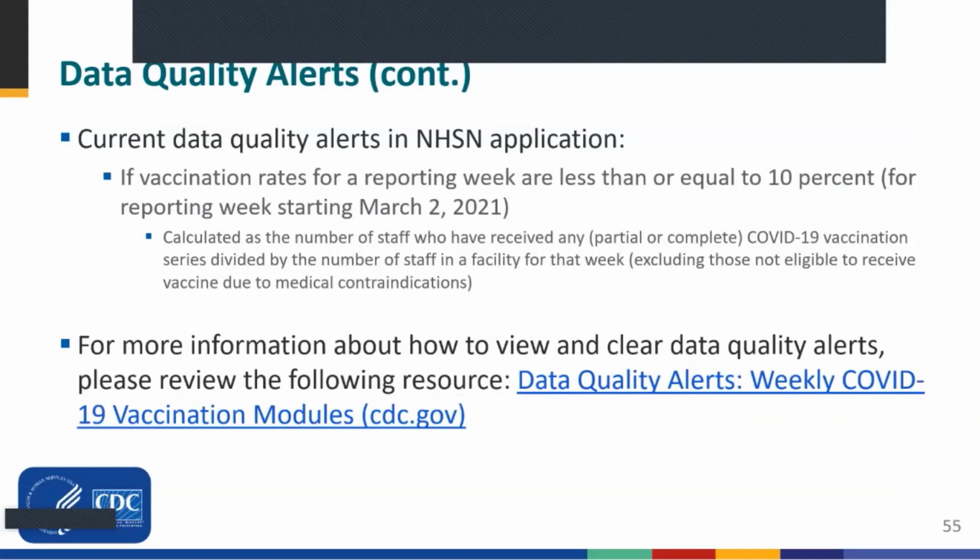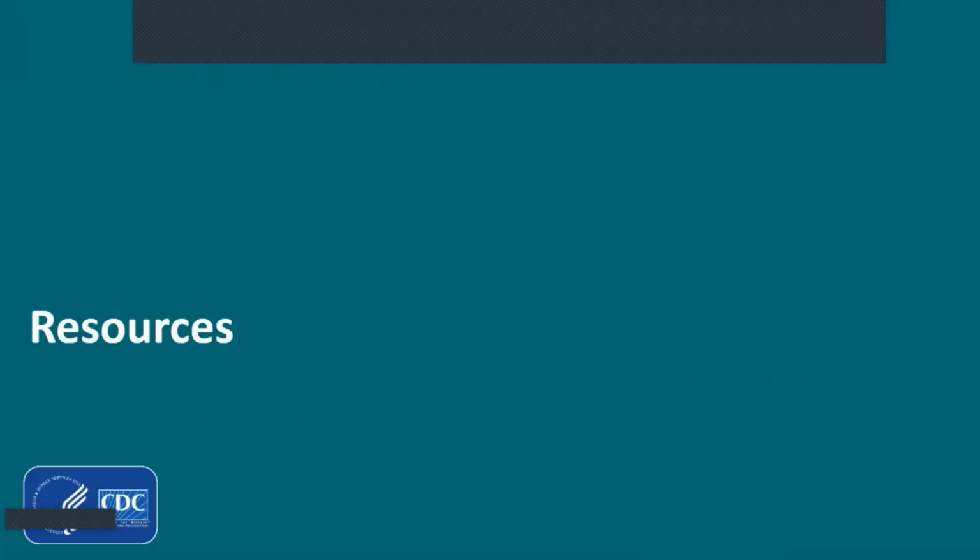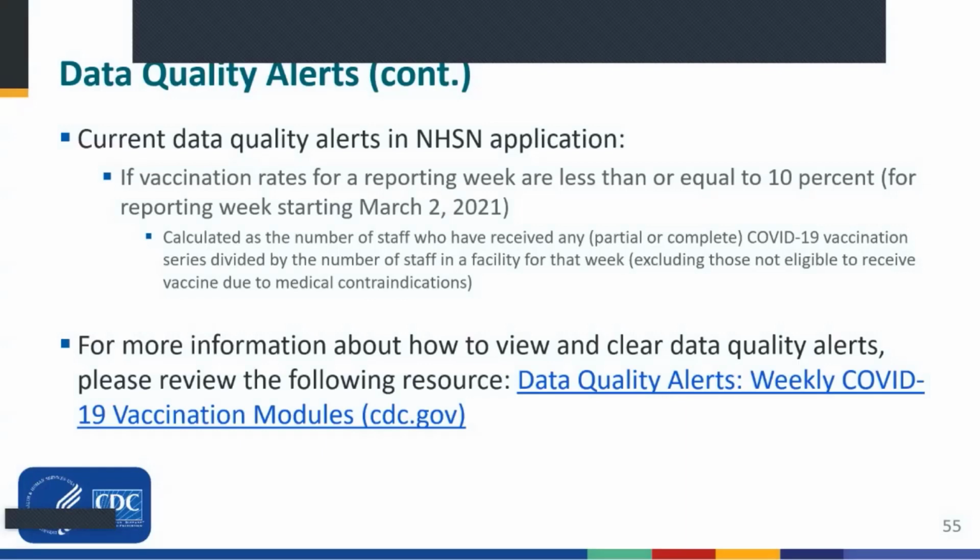A current data quality alert in the NHSN application generates if vaccination rates for a reporting week are less than or equal to 10%. This is calculated as the number of staff who have received any partial or complete vaccination series divided by the number of staff in the facility for that week, excluding those not eligible to receive vaccine due to medical contraindications. For more information about how to view and clear data quality alerts, please review the following resource listed on the slide. Please note that there is a recent defect associated with this alert. However, it has been resolved.